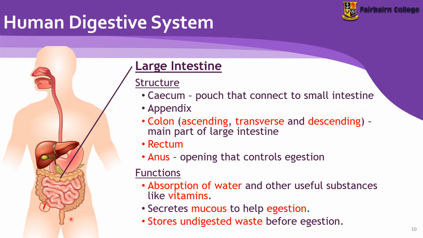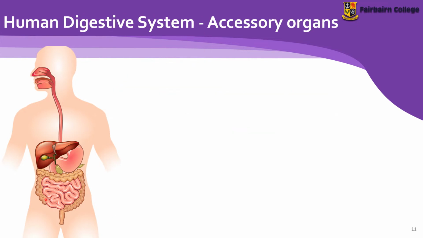Then lastly, any undigested waste that must be egested is stored in the rectum until a point where it can be egested. The large intestine is the last part of the alimentary canal.